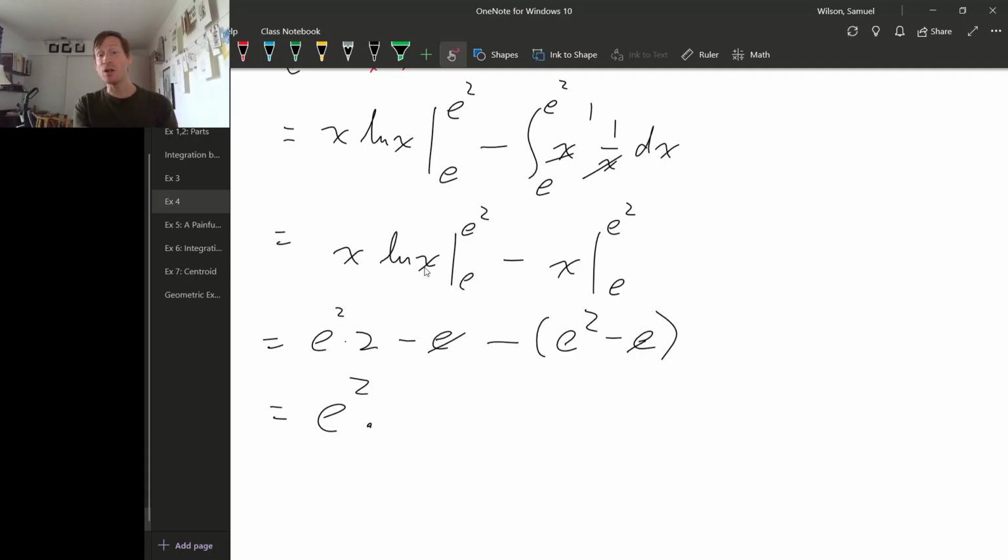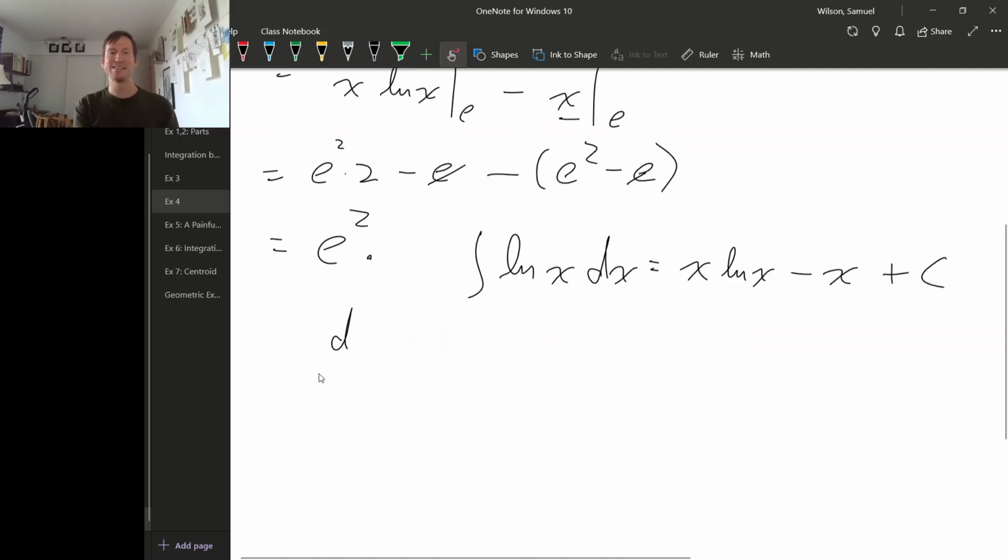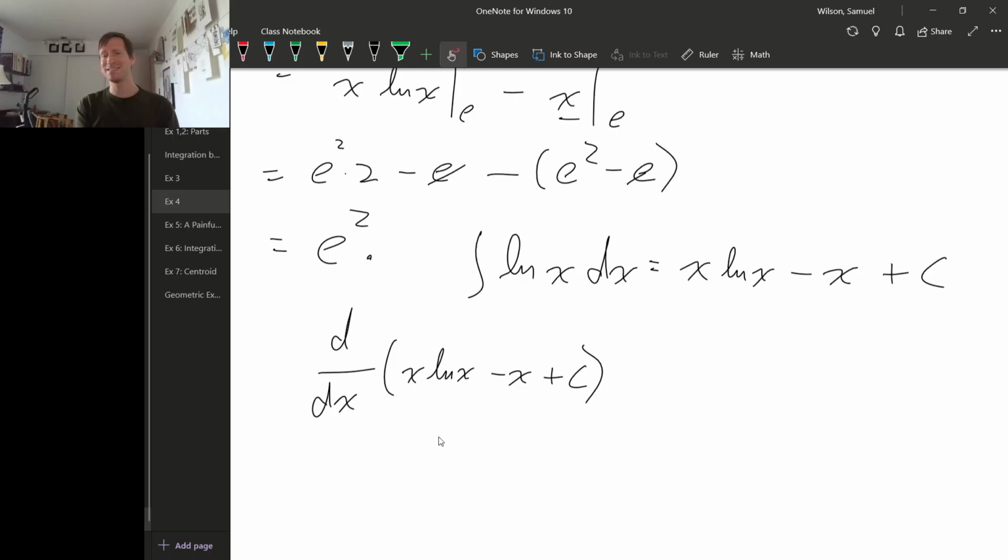Okay, so along the way here, we did find an antiderivative for natural log x dx. Right, we found an antiderivative for natural log. If you look back here, it's x natural log x minus x plus a constant. So if we differentiate, just to check, if we differentiate x natural log x minus x plus a constant, we ought to get back to natural log x. So let's just check, just to be sure.